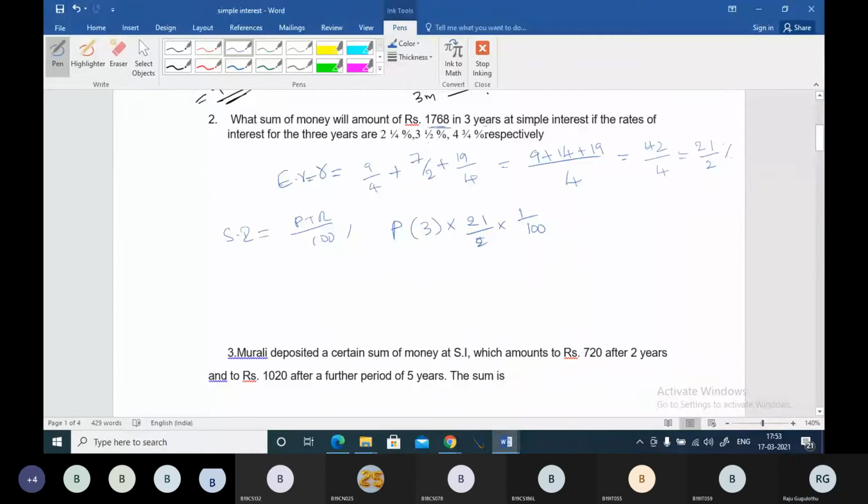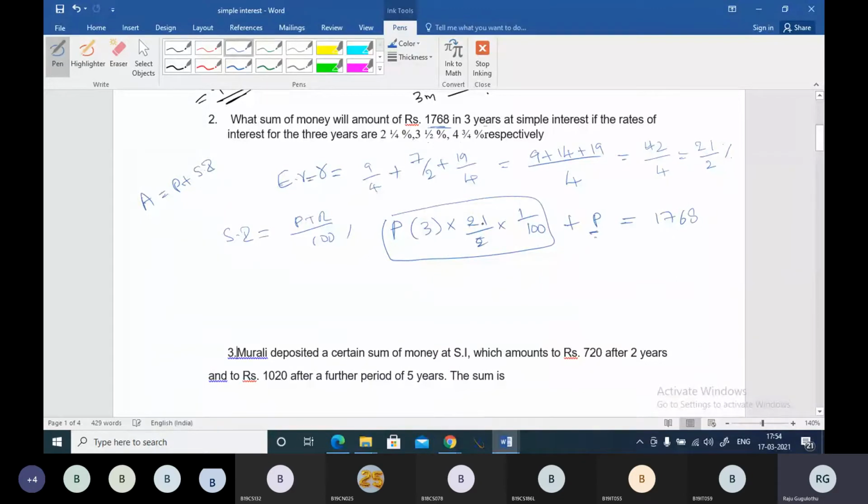This complete part will give you simple interest, boss, plus P. When you add the principal to this, then you will get the amount. You can see here amount is equal to principal plus simple interest. So this is the principal and this is the simple interest for 3 years, right? And here you can write it.